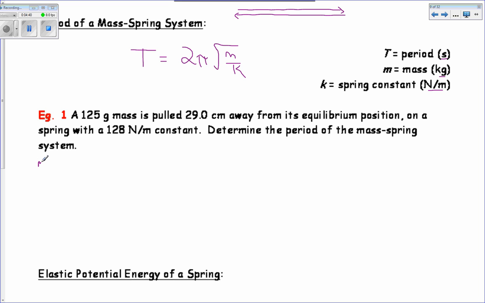So mass is 125 grams. That's 0.125 kilograms. To determine period, we just need spring constant and mass. So we don't actually need x. That would be the variable x eventually, but we don't need that right now. So we just need k as well, which is 128 Newton meters. And we want to find period.